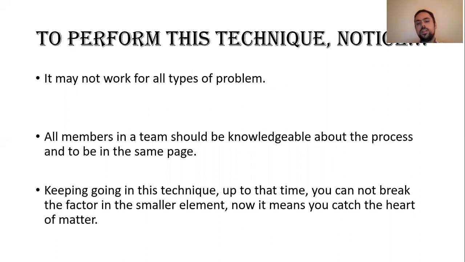But the question is how we can understand that we have reached the main root, the heart of the problems. If in a section we cannot answer the question of the why, it means that we have caught the heart of the problem. It means that the last step is the main root of the problems.